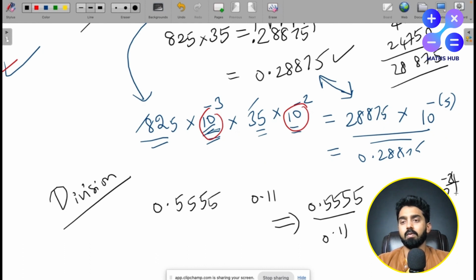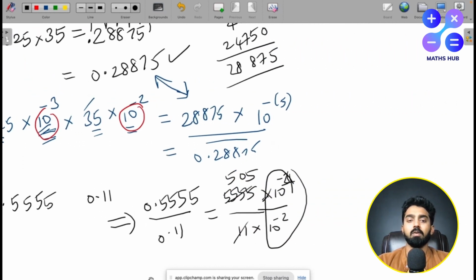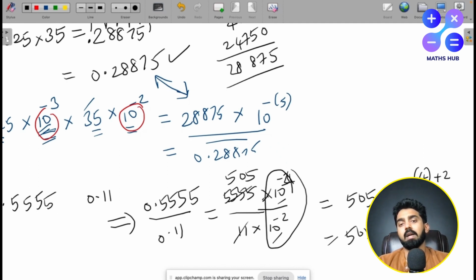It's going to be 10 to the power of minus 4. It's going to be 5555. So 11, 555, 0, and 0. So 505. And this, as we know, when you have two exponents and division with the same base, you can subtract the powers. So you can subtract the exponents. So that's 505 times 10 to the power of 4 minus 4 plus 2, because minus 2 becomes a plus 2 when you subtract from minus 4. So it's minus 4 plus 2, it's minus 2. That's 505 times 10 to the power of minus 2. So it's going to be 5.05.